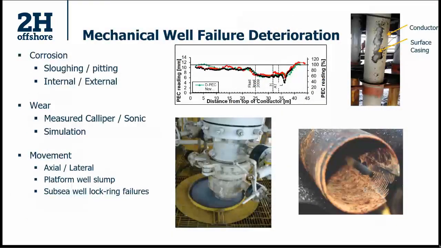And the third area was the mechanical well failure and deterioration. So corrosion, obviously, as wells age, they corrode. You're going to be losing material either through sloughing or, which is a typical aerobic corrosion material loss. Pitting, which is more associated with CO2, sweet corrosion maybe. It can be internal or external.